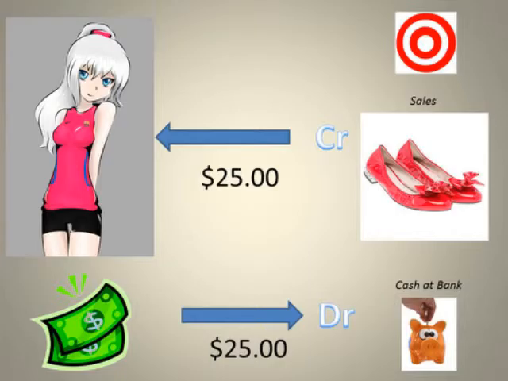What they have done is they've received from you cash, and they call that a debit. They receive from you cash. So we have a credit to the sales account of $25 and a debit to their cash at bank account of $25. It is the one transaction. It is equal in both sides, and there is a debit and a credit.